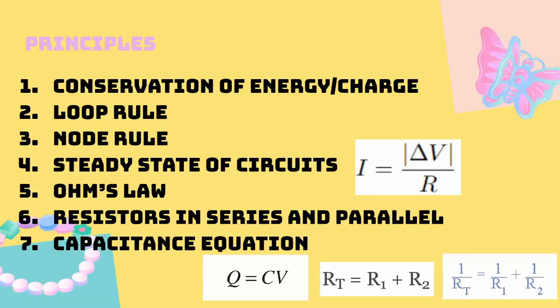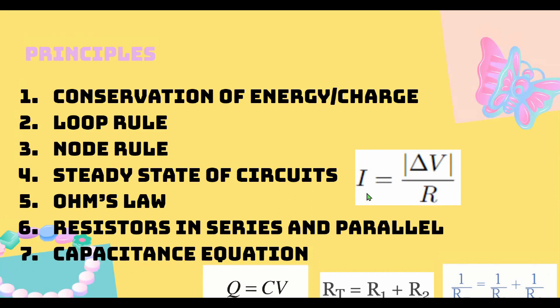It's not. Some principles that we used were the conservation of energy/charge, which says that the total energy/charge of the system remains constant. The loop rule, which says that for a loop, the sum of the electric potential is zero. The node rule, which says that for any node in the circuit, the current flowing into the node is equal to the current flowing out of the node. Steady state of a circuit says that the current at each part of the circuit is constant. Ohm's law, which is the equation for current based on the resistance and change in the electric potential, which is this.